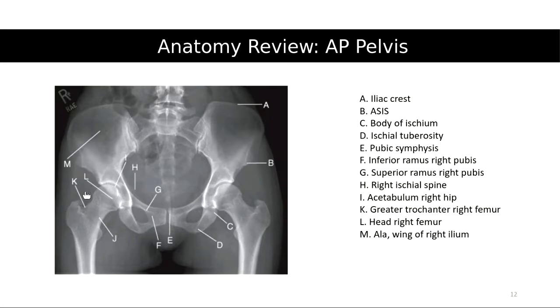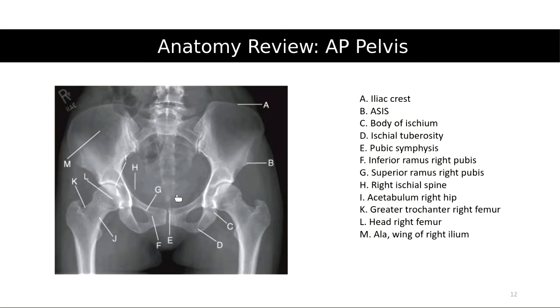L is the head of the right femur, sitting in the acetabulum, forming that hip joint. And then M is the ala, or the wing, of the right ilium. Okay, you can see right here, coccyx, and then sacrum, coming all the way up. Got the sacrum, and then the little smaller segment right at the bottom, which is the coccyx.